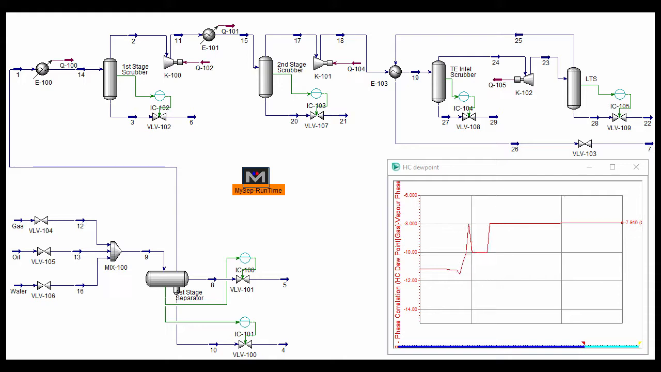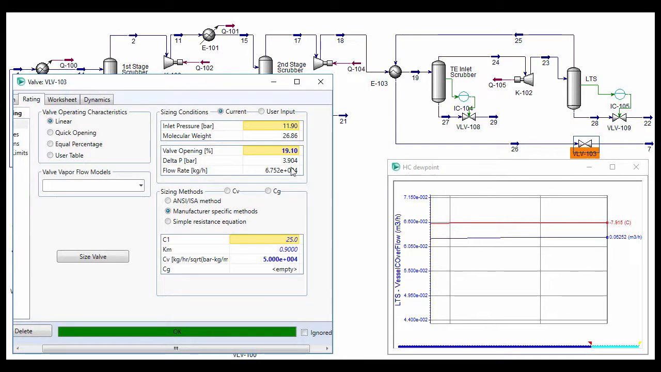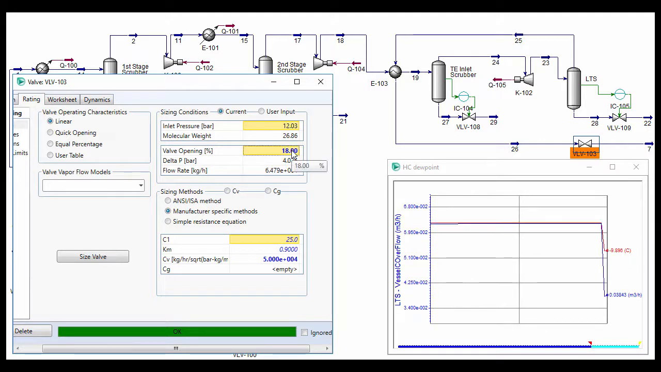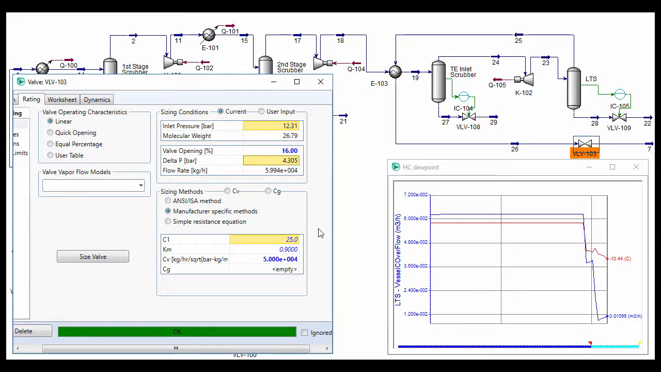In such a situation, the plant throughput would need to be reduced in order to meet the dew point specification and prevent pipeline hydrates. We can simulate this by closing the export valve. We see that as a result of the reduced throughput, the carryover from the low temperature separator reduces, as does the dew point. Here, the plant gas throughput would need to have been reduced by 10% in order to meet the dew point specification.